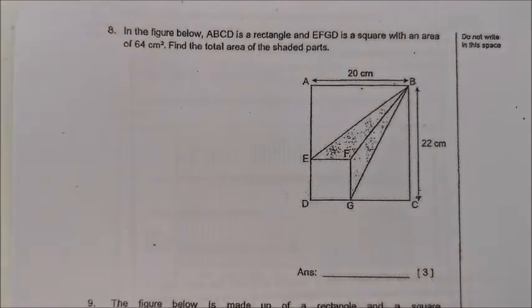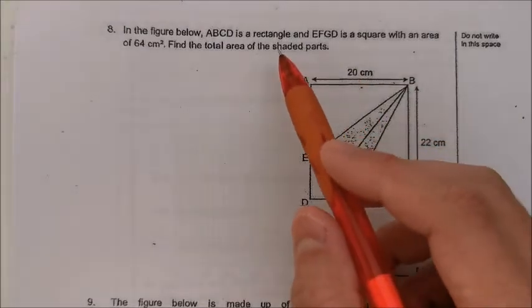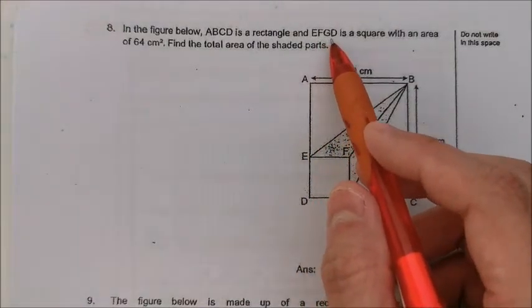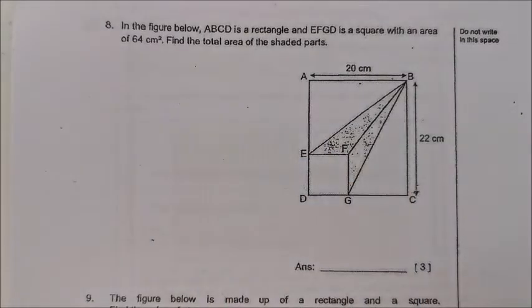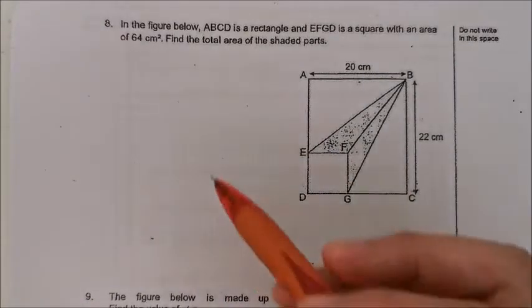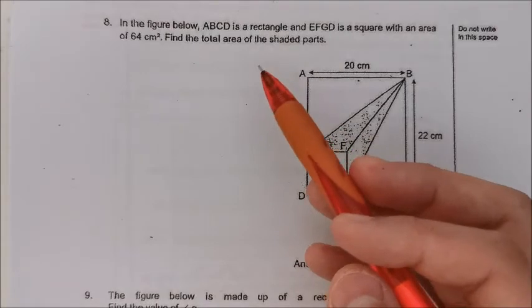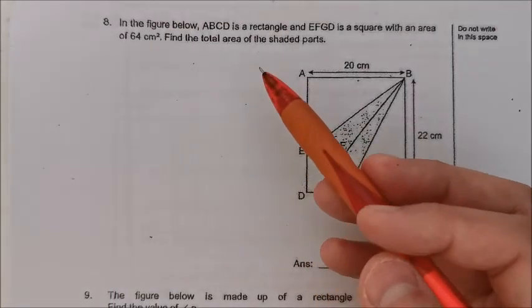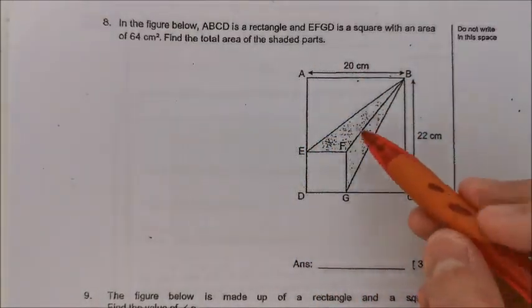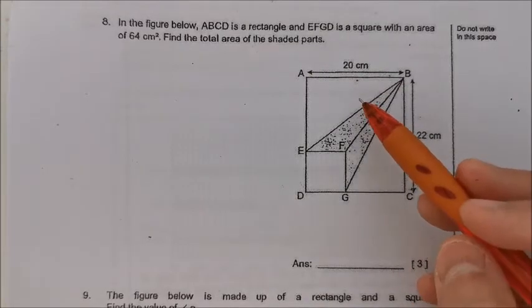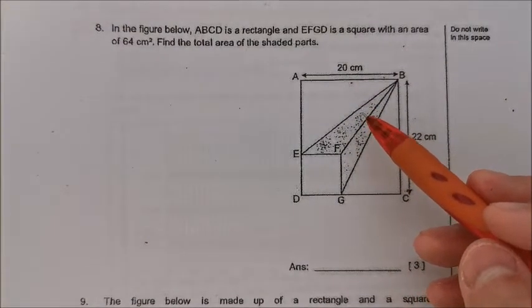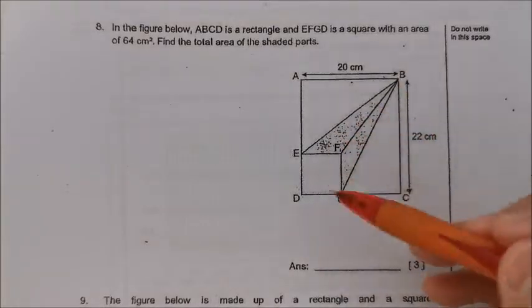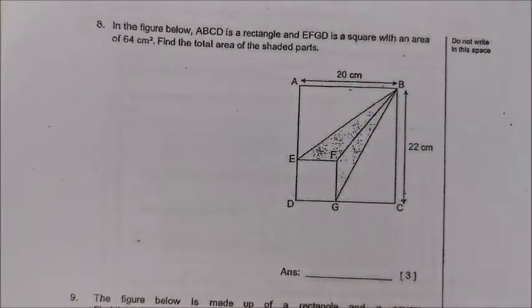Question 8. In the figure below, ABCD is a rectangle and EFGD is a square with an area of 64 square centimeter. Find the total area of the shaded part. Okay guys, to find the shaded part, most of the time for P5, P6 questions, we have to look at the unshaded. Then we take the total minus the unshaded, then we can get the shaded.